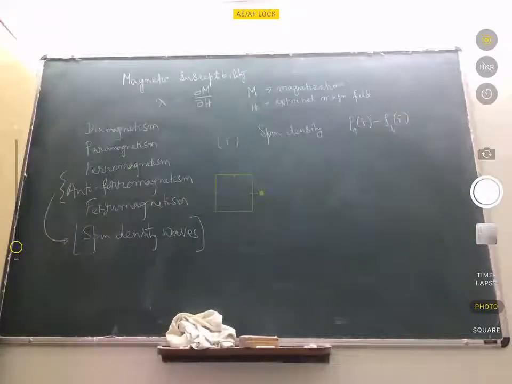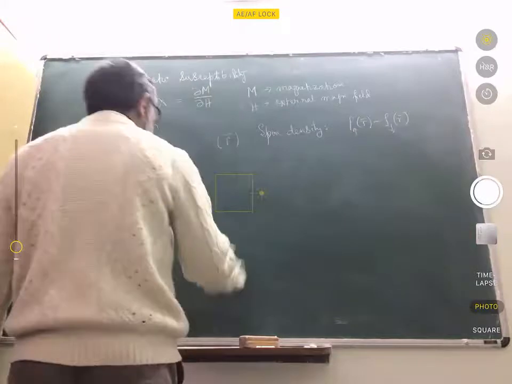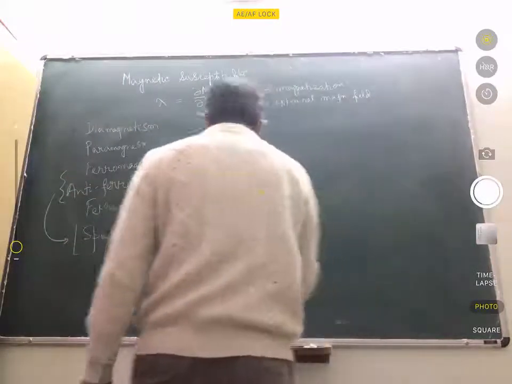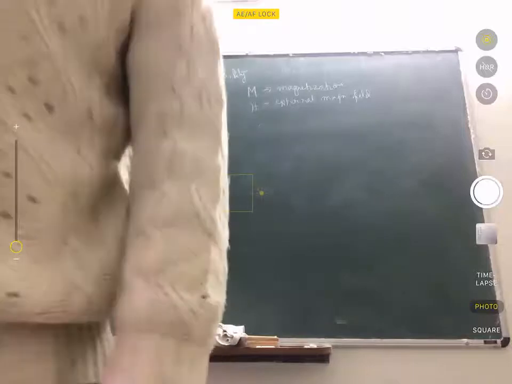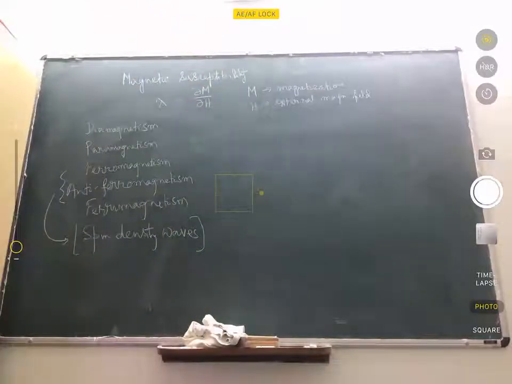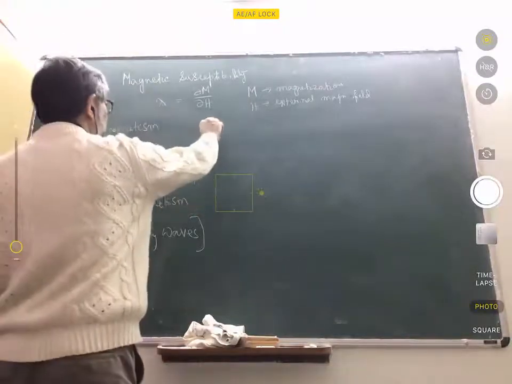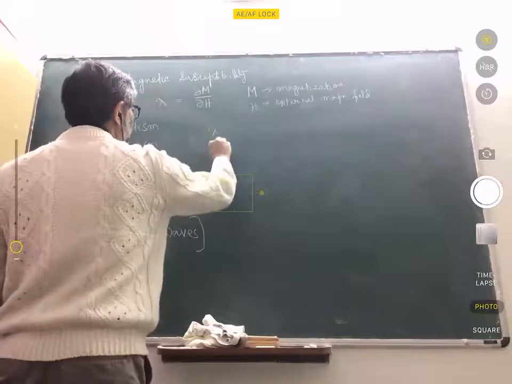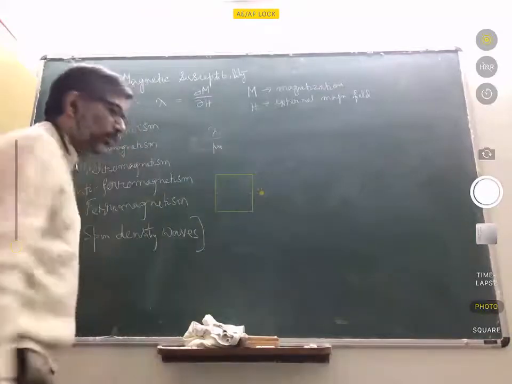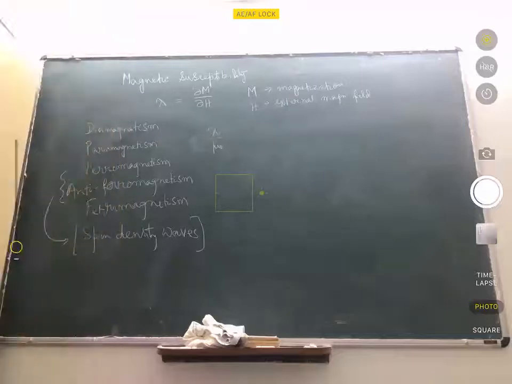So what is a diamagnet? Diamagnetism is a phenomenon in which, talking in terms of this susceptibility, the susceptibility is weak, small. Which means that the material reacts very weakly to a changing external magnetic field. And sometimes, in order to compare materials, one gives these numbers in terms of chi over mu naught, where mu naught is the permeability of free space. That is called relative susceptibility.